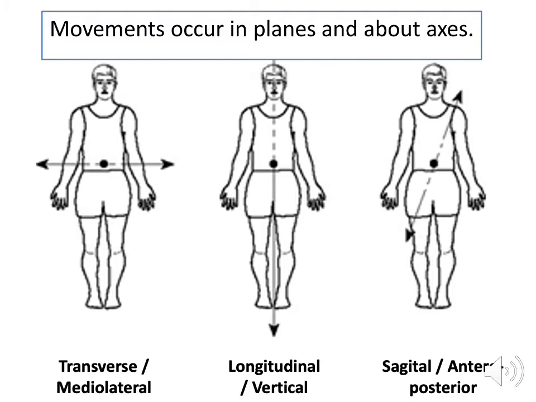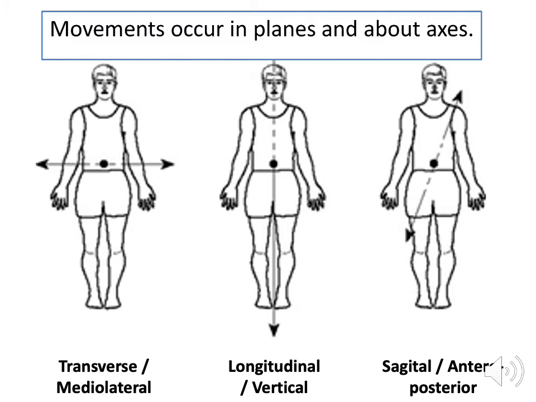So we have the transverse axis or mediolateral axis, which passes through the body from left to right, and the body would spin around that. We have the longitudinal or vertical axis, which passes through the body from top to bottom, so right through the top of the head, down through the center, almost running directly through the spine. And then we have the sagittal or anteroposterior axis, which passes from anterior to posterior, so from front to back.